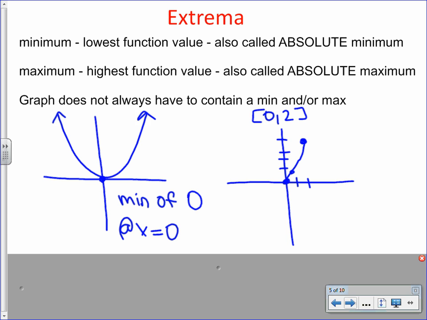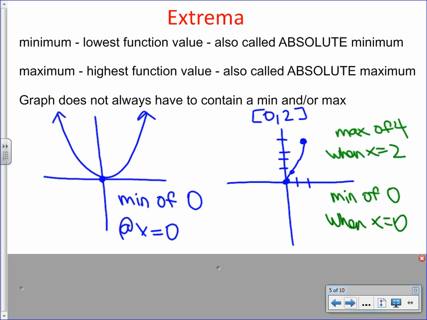Okay. Here, do we have an absolute maximum? We have a max of 4 when x equals 2. That's the very highest point on our graph. Do we have a minimum? Yes, we have a minimum of 0 when x equals 0.